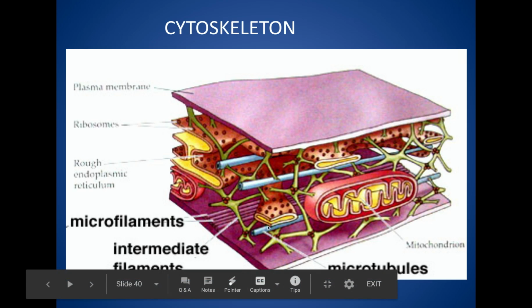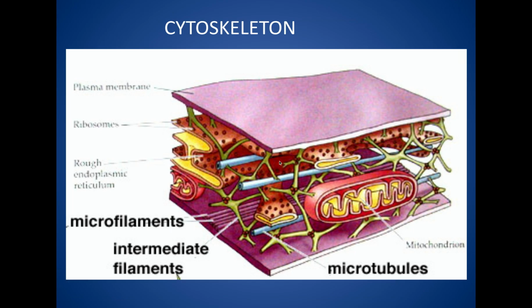microtubules in blue here that are extending through the cell. You can see microfilaments kind of reinforcing the cell membrane. And you can see these intermediate filaments in green that kind of offer a grid or kind of a supportive structure for these organelles so they don't just sink to the bottom of the cell.